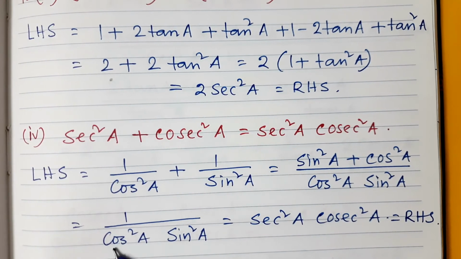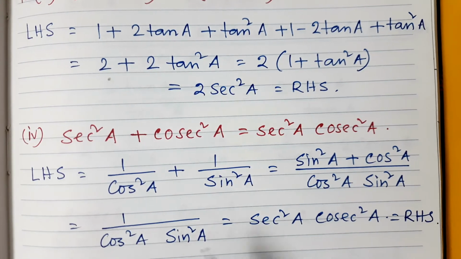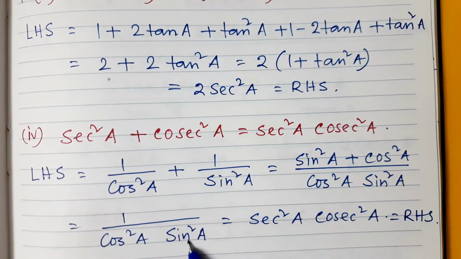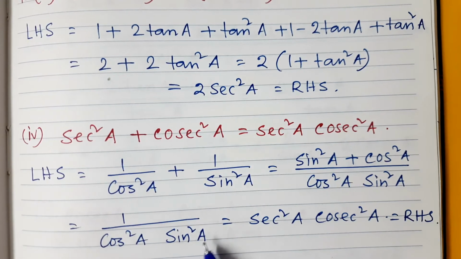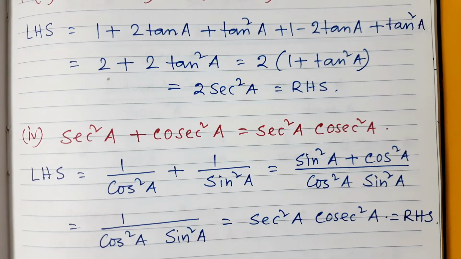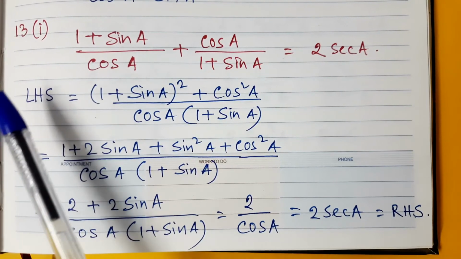This will be 1 because that is the formula of sine square a plus cos square a, isn't it? So 1 by cos is what? Sec. So it is cos square, that's why it is sec square a, and 1 by sine is cosec a. So this is sine square, since this is cosec square. Okay, so this is the required right hand side. Okay, so this is the problem number 13 part 1.